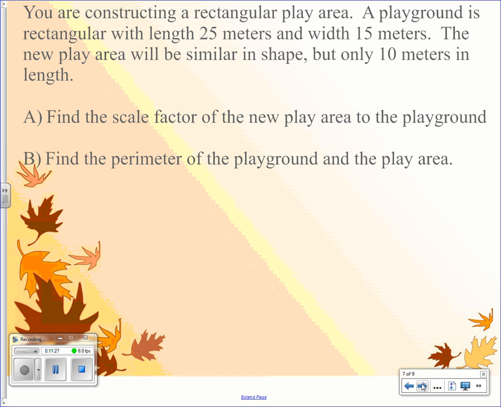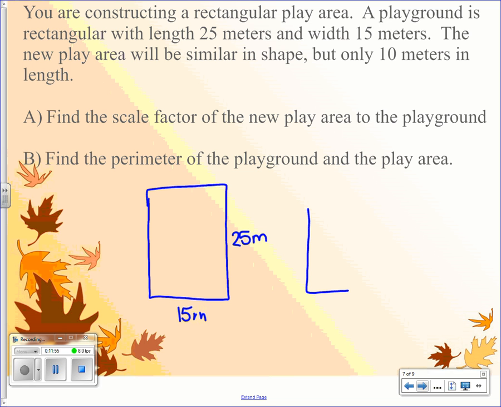You are constructing a rectangular play area. A playground is rectangular with length 25 meters and width 15 meters. So let's take a second and go ahead and draw our playground. It's 15 meters by 25 meters. And then let's take a look at our instructions for our play area. The new play area will be similar in shape, but only 10 meters in length. So that 10 meters is length, which corresponds with the 25 meters.